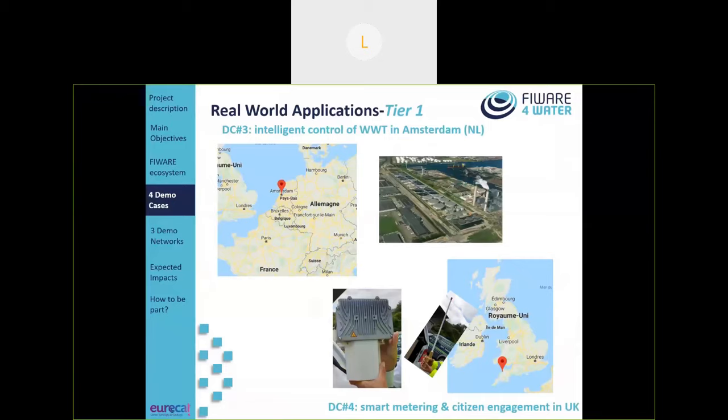And finally, the last demo case, the fourth demo case, will deploy around 1,500 smart meters in a specific area in North Devon in the United Kingdom, which will allow the development of modular applications, giving feedback to individual customers and groups of customers, of course, about their water use and encouraging them to change their behavior and save water. And these applications will make use of big data and advanced visualization techniques to show the data from the smart meters at household level.